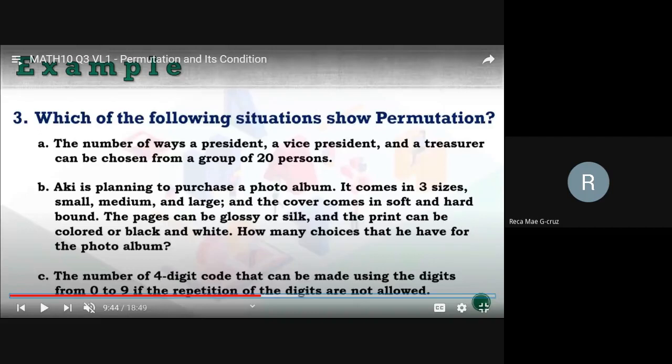The number of ways a president, a vice president, and a treasurer can be chosen from a group of 20 persons. Okay. How about letter B?